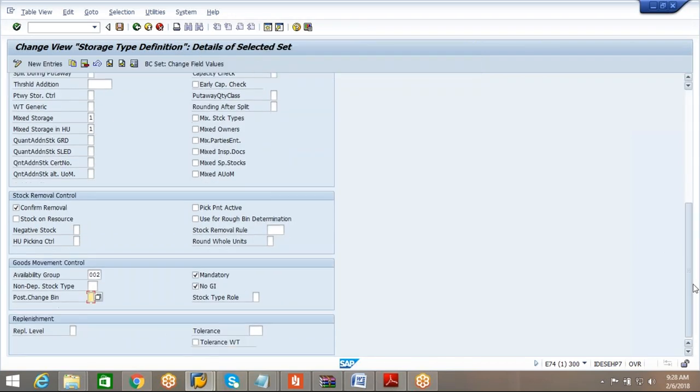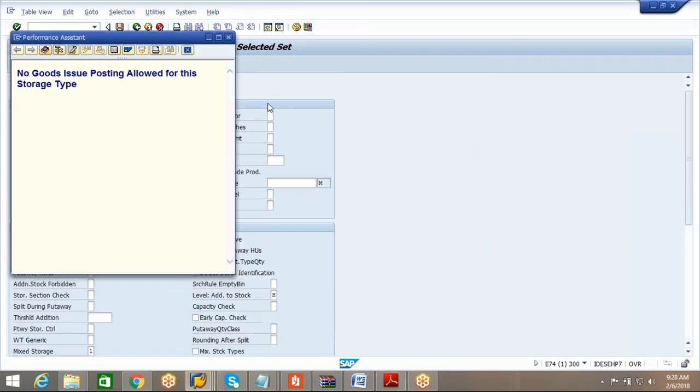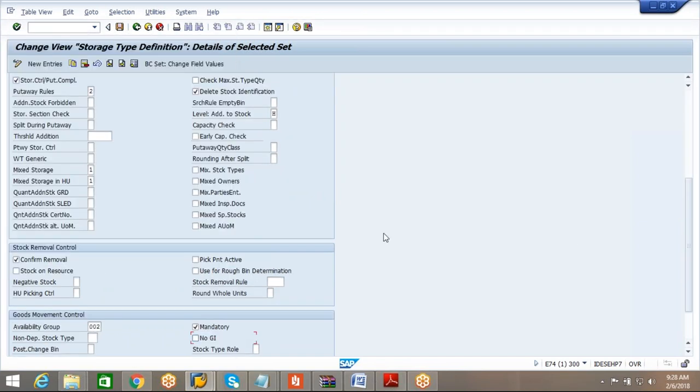And this is the goods movement control. And no GI, say for example, I do not want to do the GI against the storage type. We can flag this one, meaning no goods issue posting allowed for this storage type. Say for example, I want to keep my stationery papers and print rings in one of the storage types. I just procured them for our own consumption. I don't want to do any goods issue over that product. In that case, we can use this one.